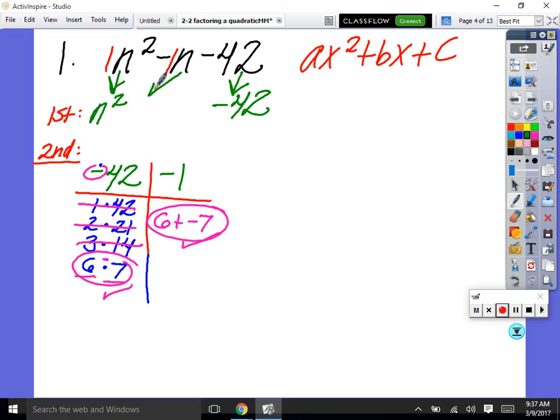Now you break the middle term down. So we're rewriting negative 1n as these two factors, but they have to be n's. This is what a lot of people forget. Really we're trying to get it to be negative 1n. Does that make sense? So put an n on those and insert those in. Now we can put the 6 first or the negative 7 first. It doesn't matter. You can do either one first. So I'm just going to randomly choose to put positive 6n, so plus 6n, and then negative 7n, so minus 7n.